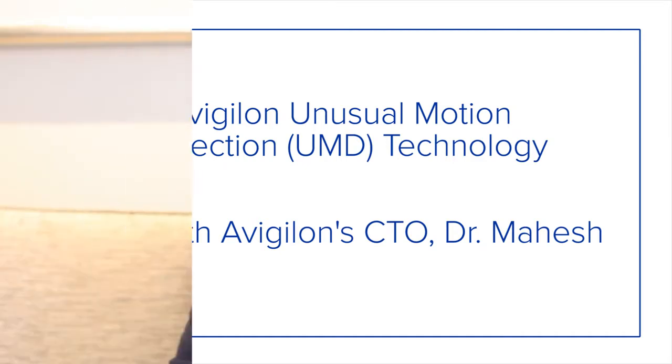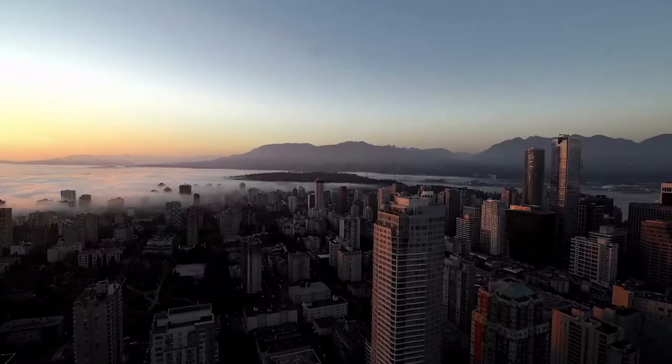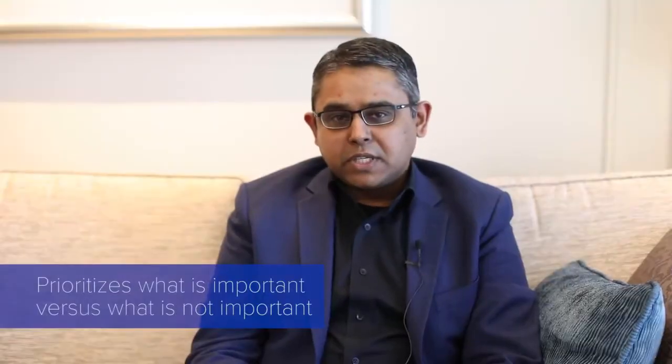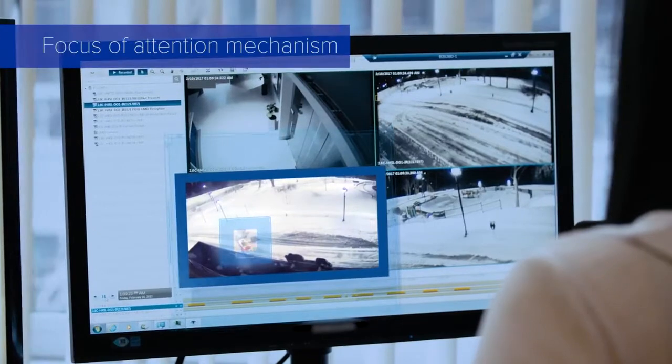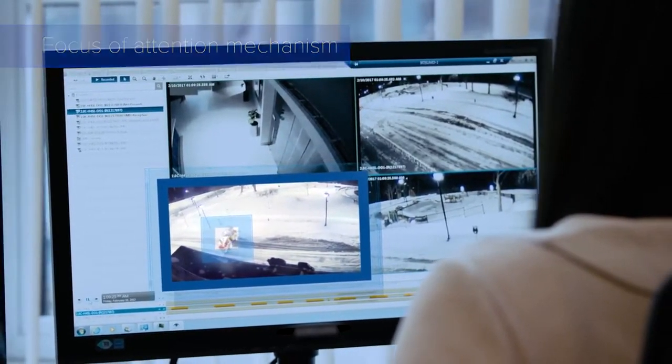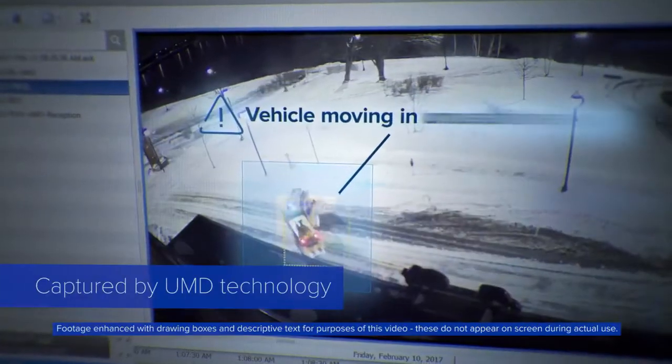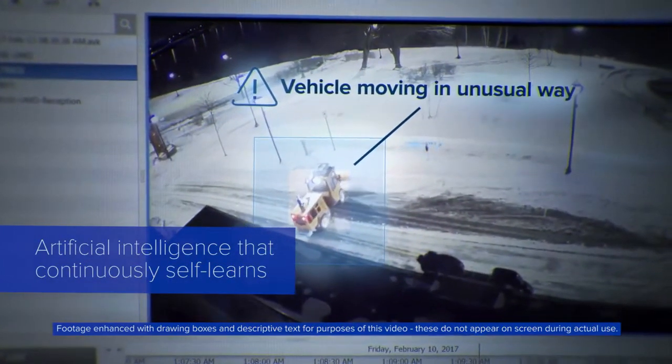Unusual motion detection is a new artificial intelligence that Avigilon just introduced. Think about all the information we ingest from the world, and your brain doesn't necessarily pay attention to everything. It prioritizes what's important and what's not so important, and that importance prioritization really comes from a focus of attention mechanism. And one of the important focus of attention mechanisms that the human brain has is this notion of surprise. That notion of surprise is what we have captured within unusual motion detection as an artificial intelligence that continuously self-learns.